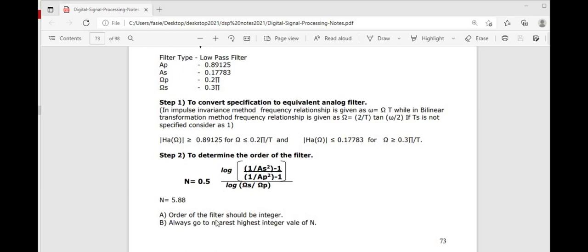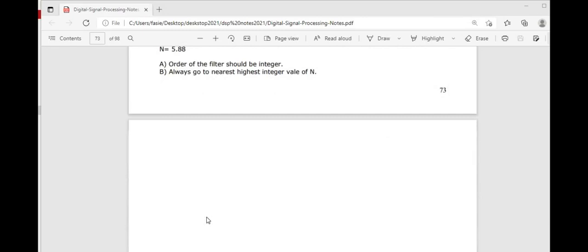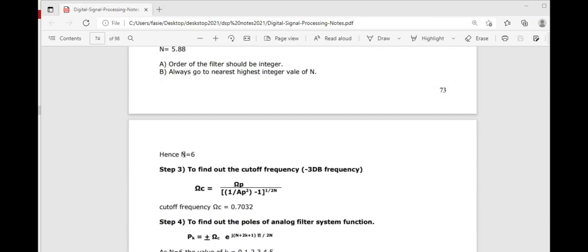If you substitute all the parameters, the n value we are getting is 5.88. So the order always needs to be greater than that value, which means it equals 6. Clear? Always take the nearest highest integer value. That's the reason we are taking 6. 6 is even, right? So for the even case, we can write n equals 6.